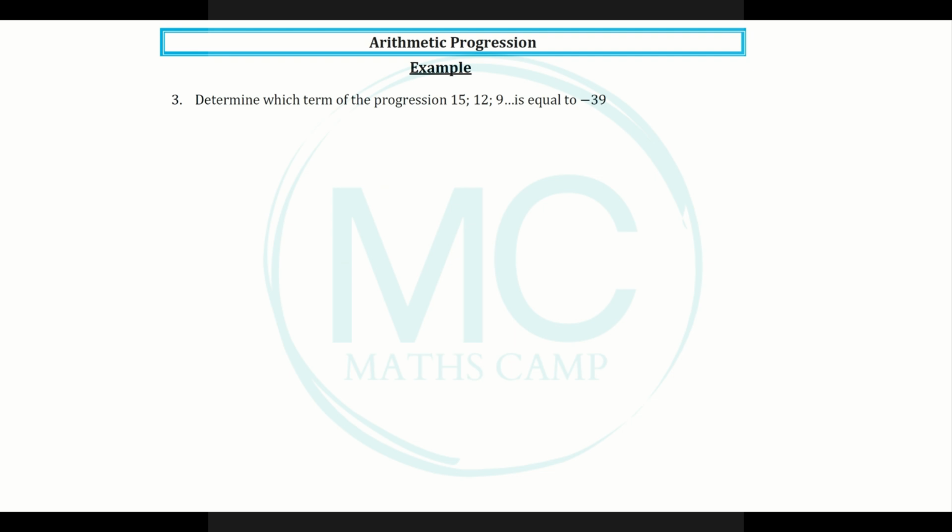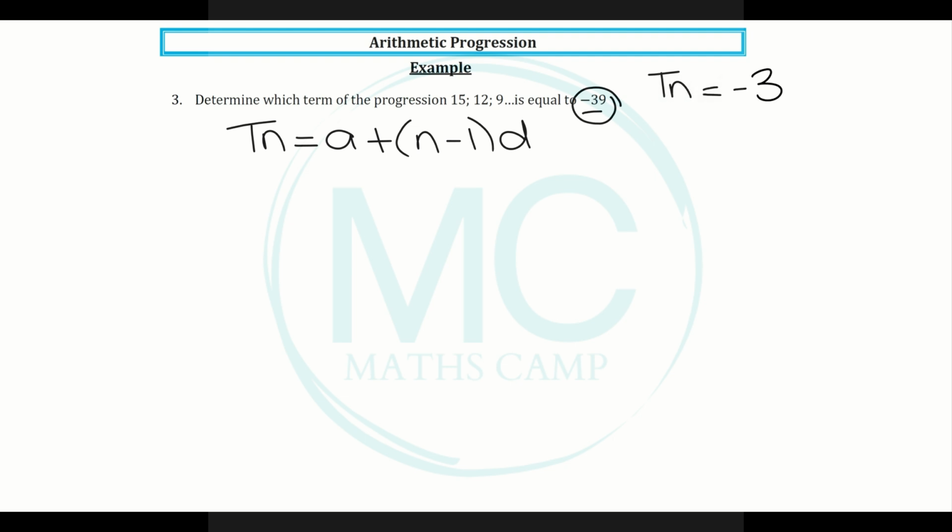Determine which term in the progression is equal to negative 39. In this case, we are looking for the position of the term, so we are looking for n. Let's start with our formula. Tn is equal to a plus the bracket n minus 1 multiplied by d. Here we are given the value of the term. So in this case, Tn is equal to negative 39. a is the first term, which is 15. So a is 15.